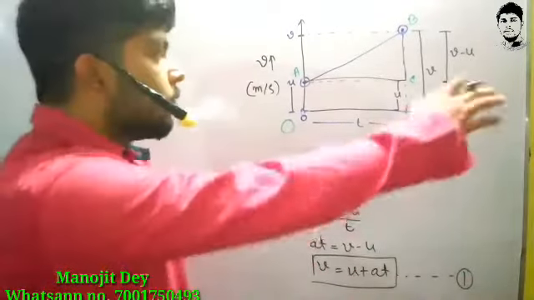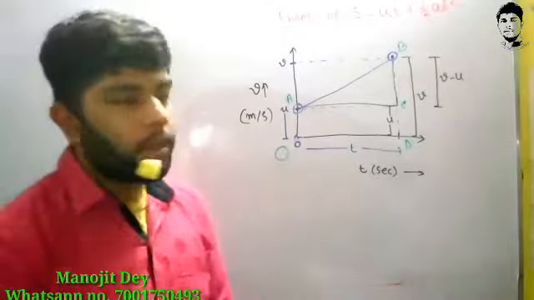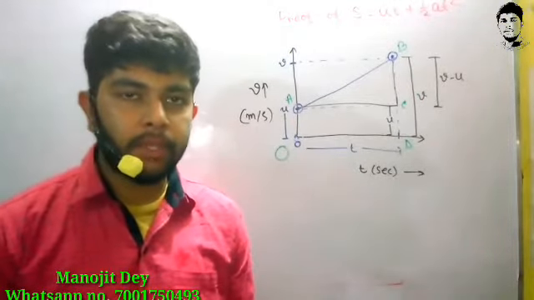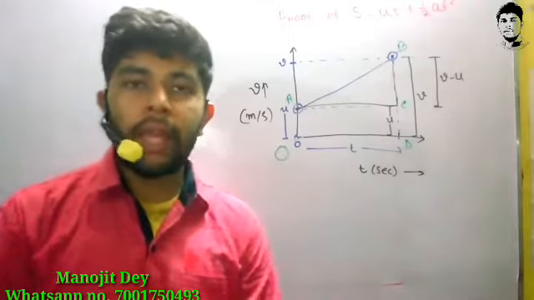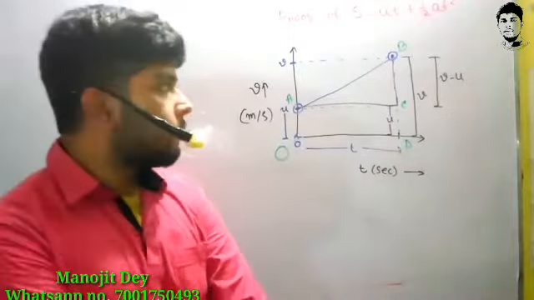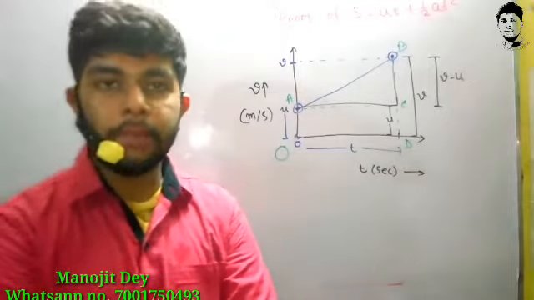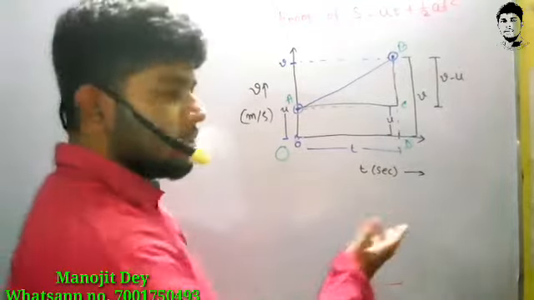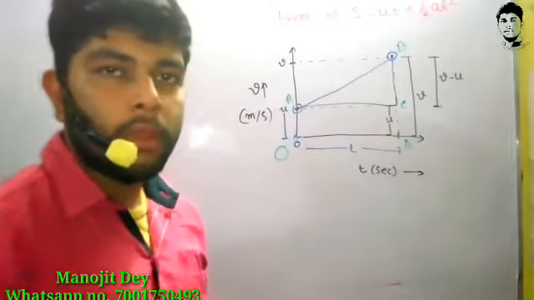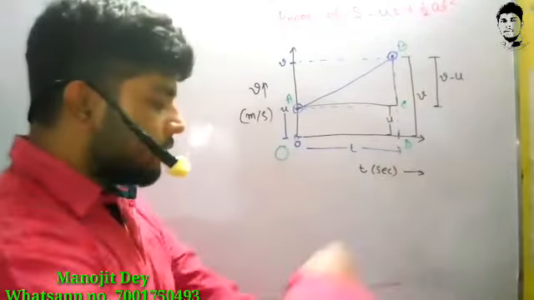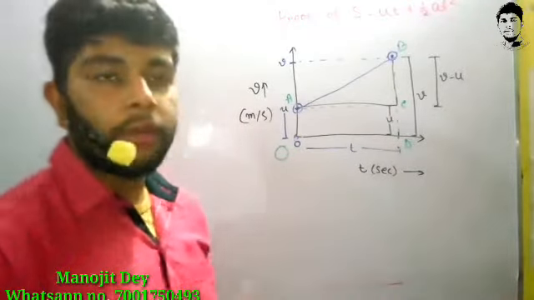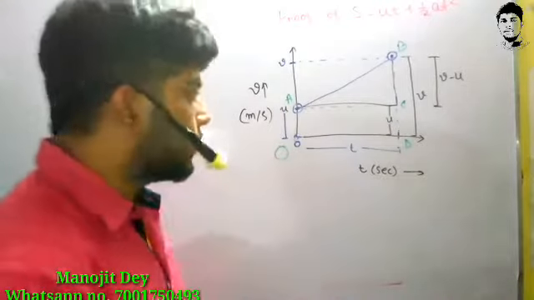Okay. Now we are going to derive the second equation of motion. Now students, we are going to derive this second equation of motion, that is S equals U T plus half A T square. So to calculate the displacement from the velocity time graph, we know that we have to find the area under the curve. Here the curve means the actual line. So we are going to derive the displacement, so we have to find the area under this curve.